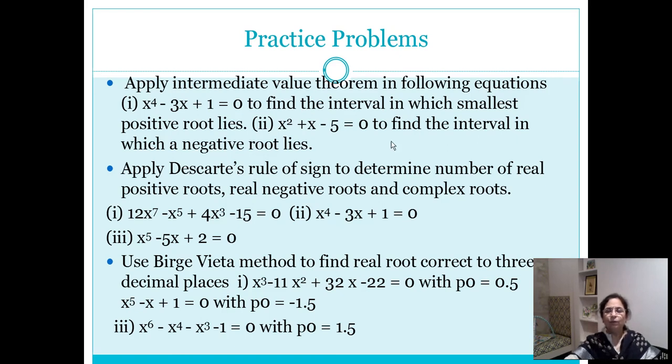So I have included some practice problems in this slide. There are 2 or 3 problems for every method which we have studied, and they can be used for practice to check whether we have understood whatever we have studied and learned in this lecture.